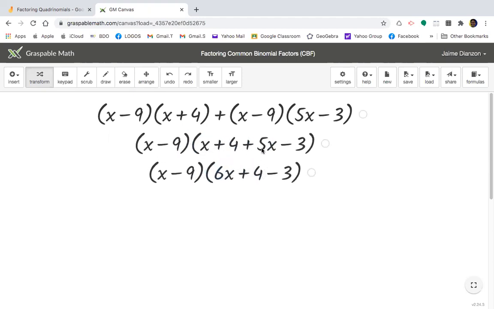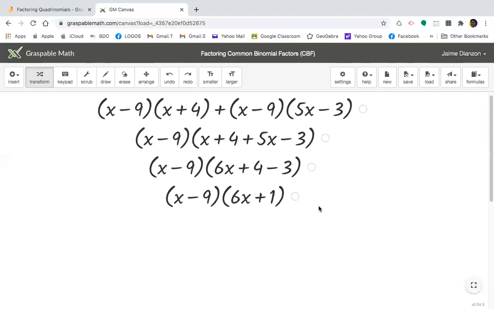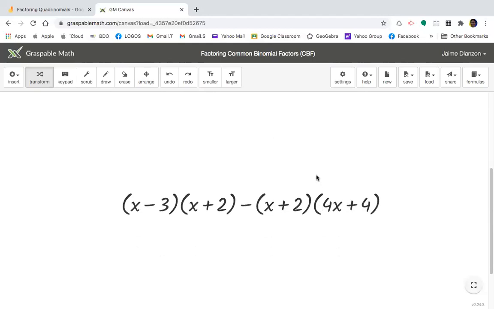So we added x plus 5x and we got 6x. And we can combine the constants and we'll get 6x plus 1. All right, so these are the factors of the expression that you see here on top. All right, so that's how you factor common binomial factors. Let's discuss another example.